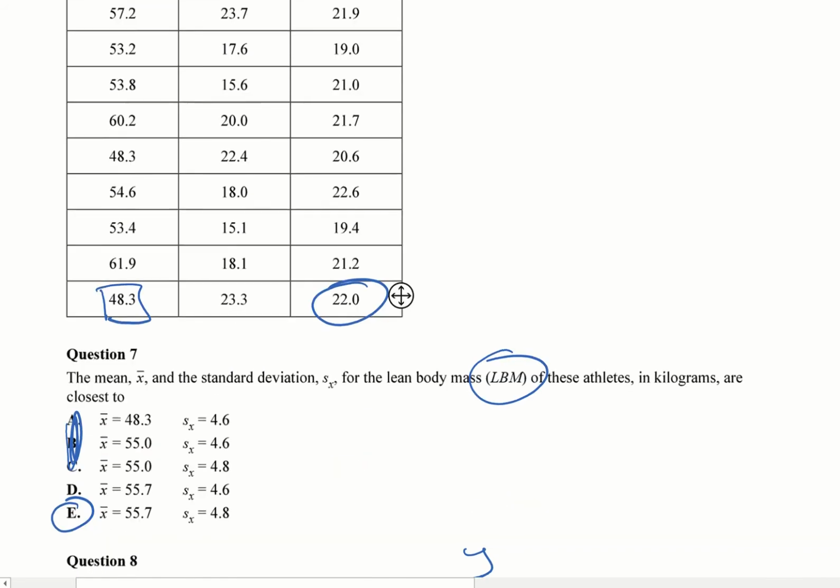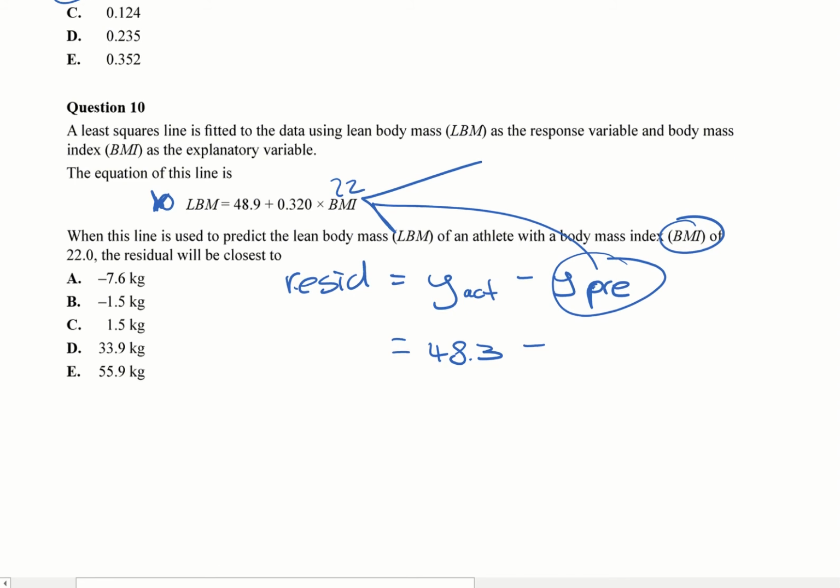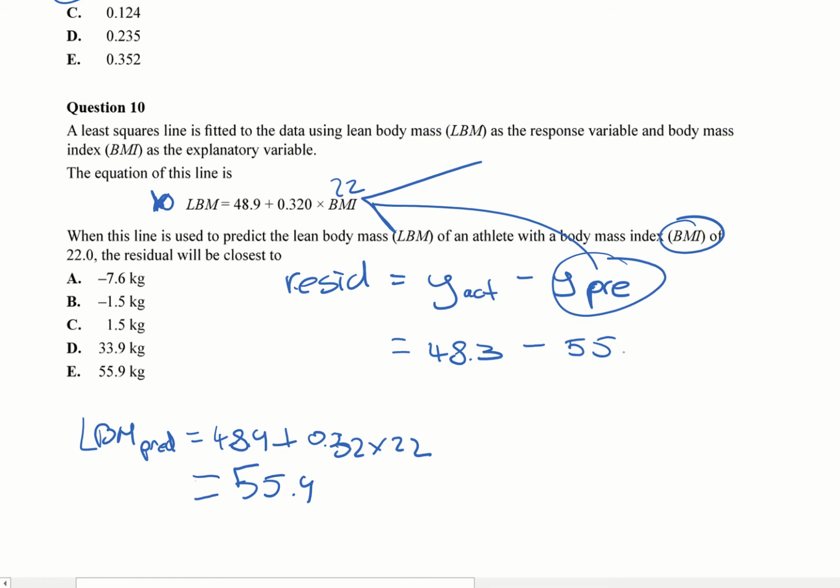All right. So that means we've got this one here, 48.3. And now we just got to do Y predicted. So let's actually calculate that now. So lean body mass predicted equals 48.9, because that's what the equation says, plus 0.32 times 22, and that will equal 55.9. Okay, so I'm going to go 55.9, and that means when I put that in my calculator, I'm going to get minus 7.6. So the answer would be A.